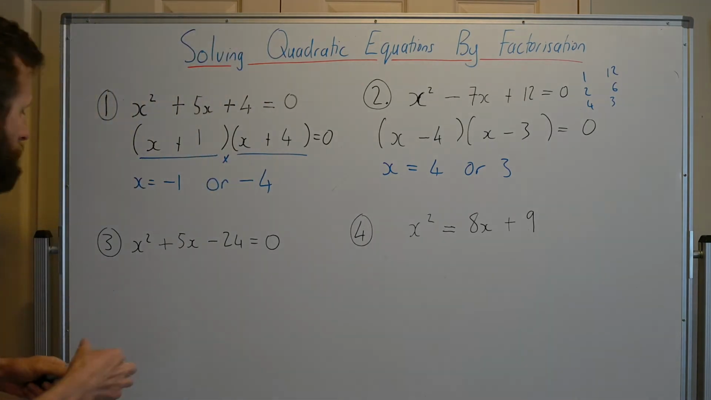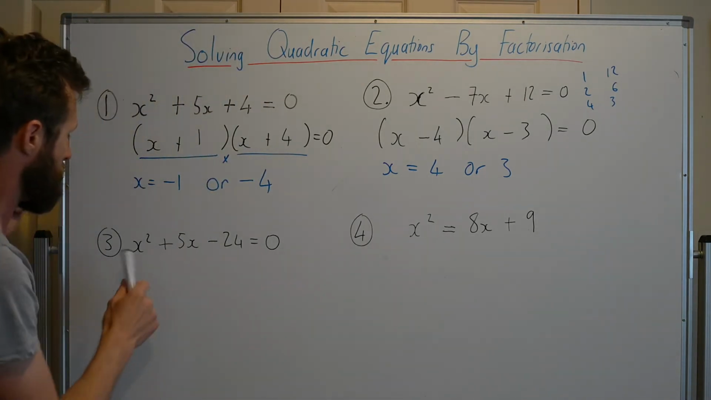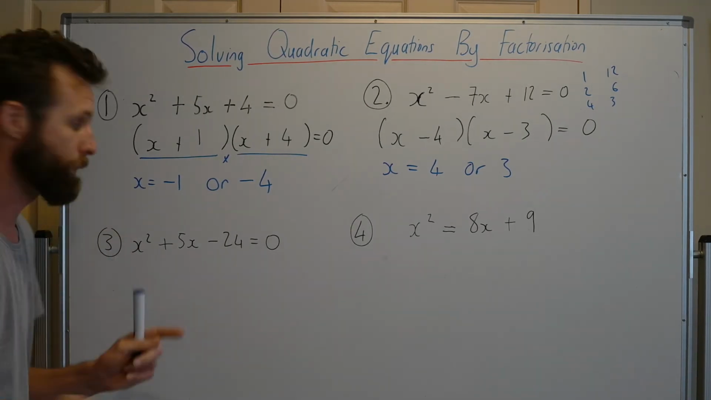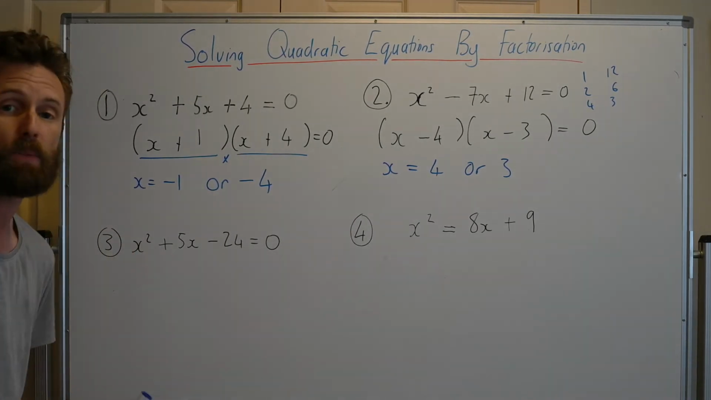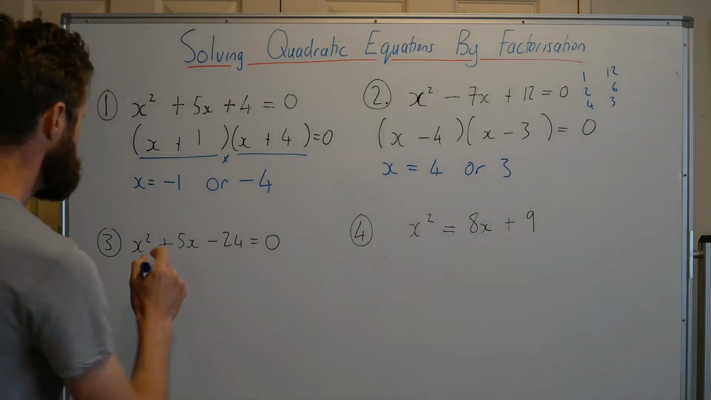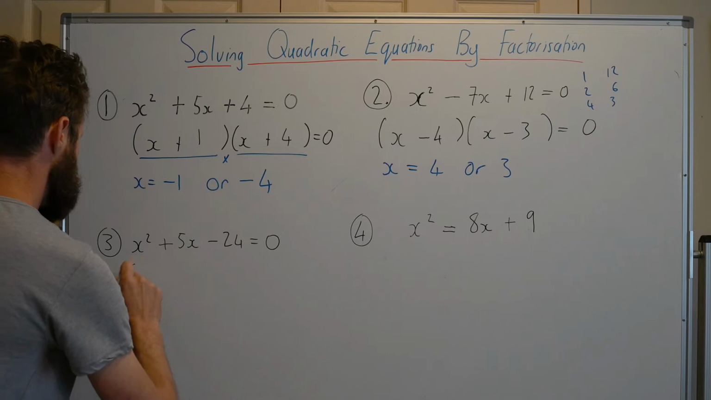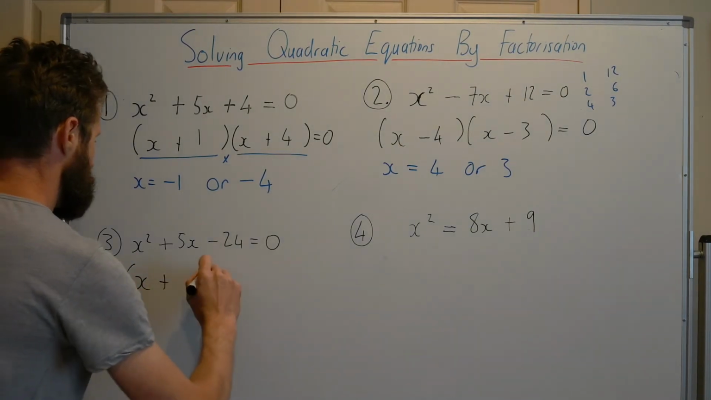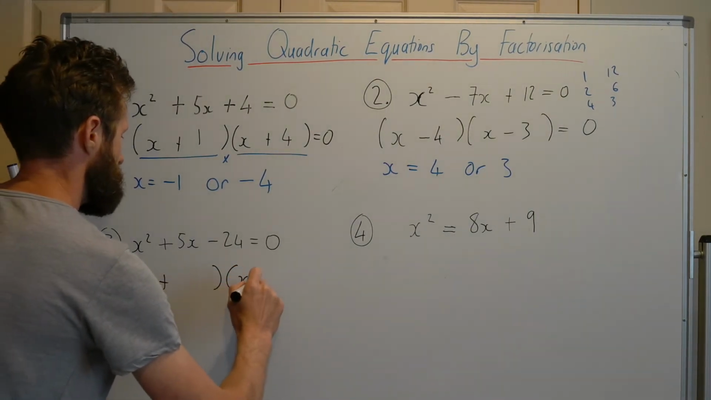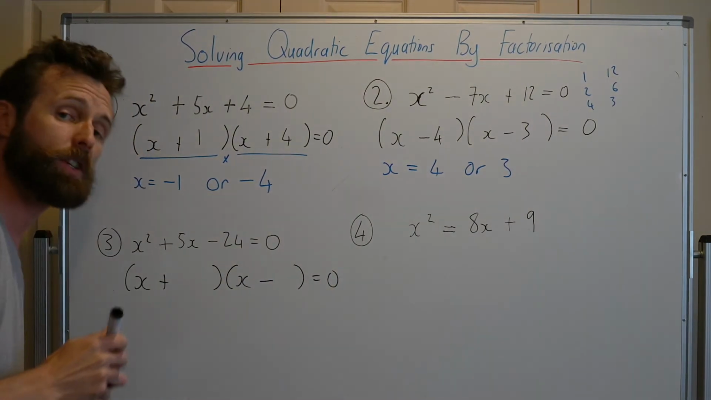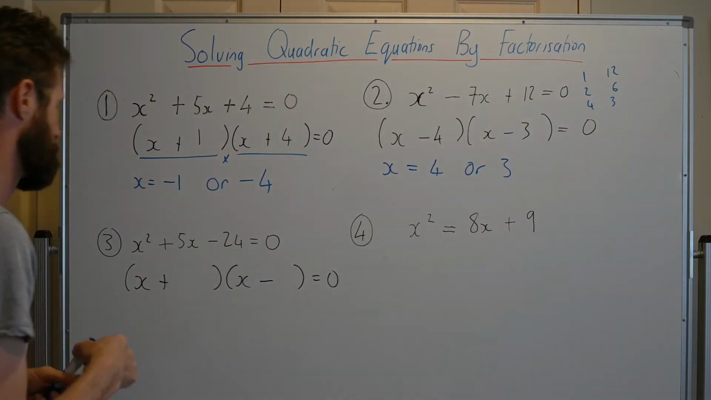Now let's move on to 3. Here we have a minus at the end, which means we're dealing with either a type 3 or type 4, and since we've got a positive here, it's a type 3. So I know that I'm going to have one positive and one negative, and the positive will be higher than the negative.